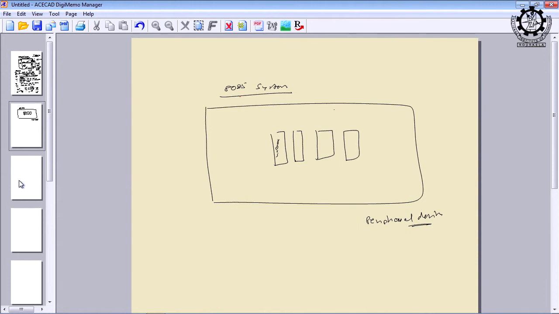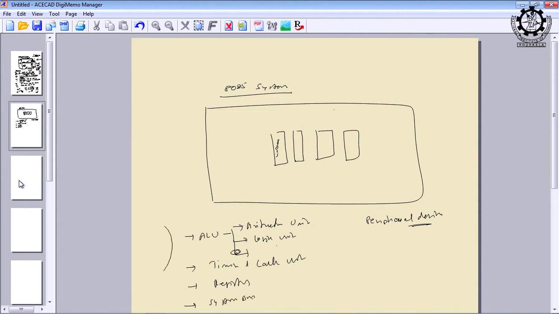So, what are the different components of microprocessor 8085? The important component is the ALU, that is the arithmetic unit and logic unit, and we have a timing and control unit, a set of registers, and the system bus. These are the 4 components inside microprocessor 8085.